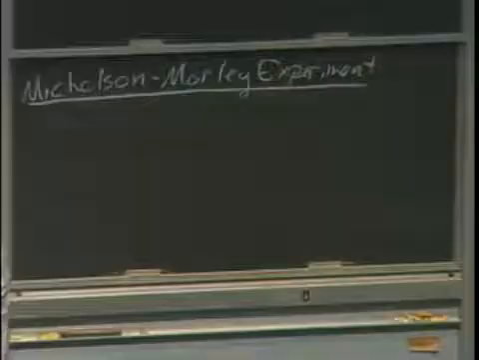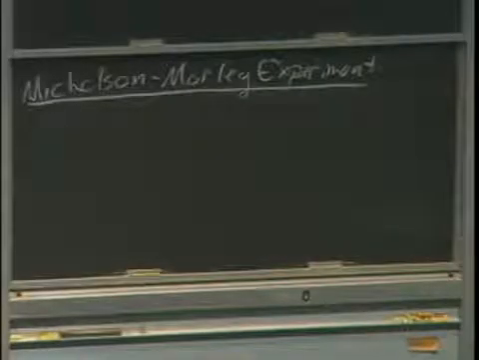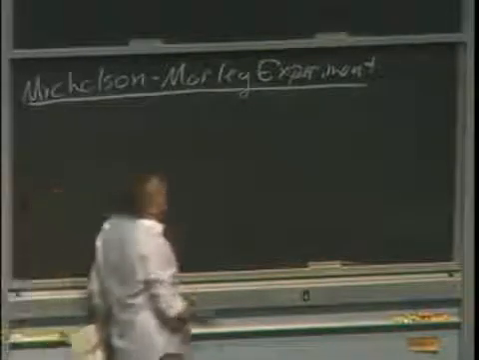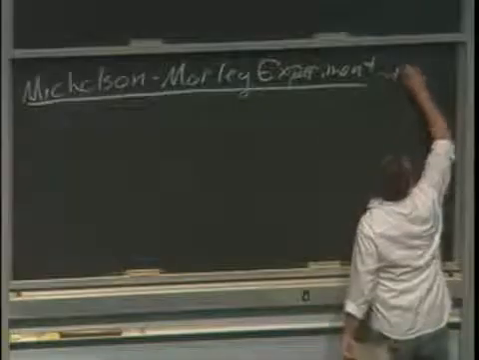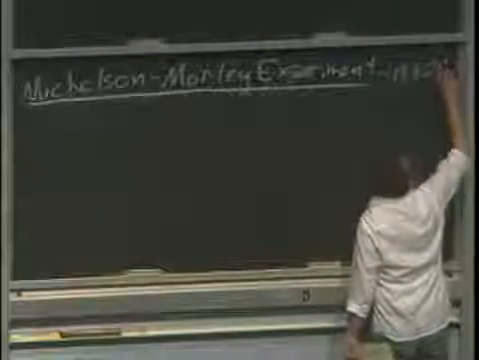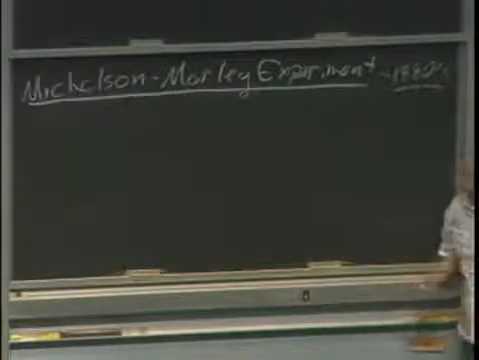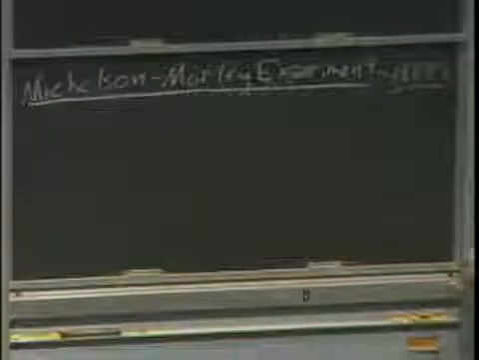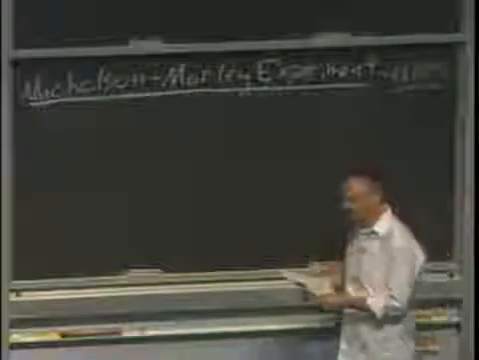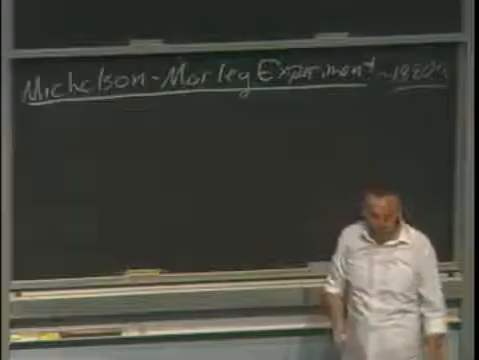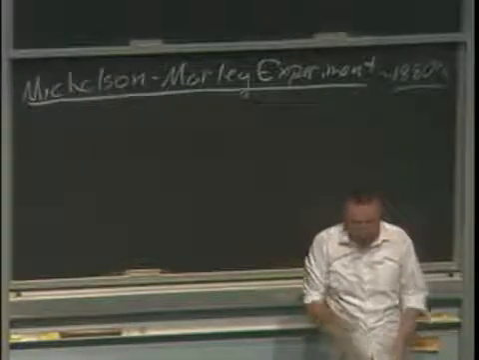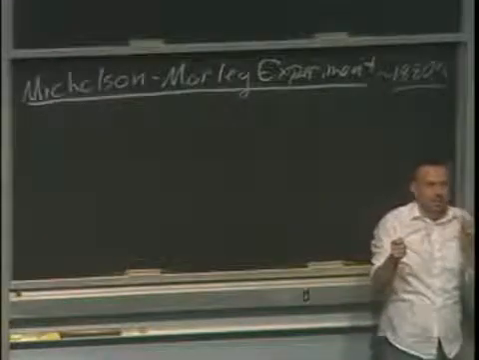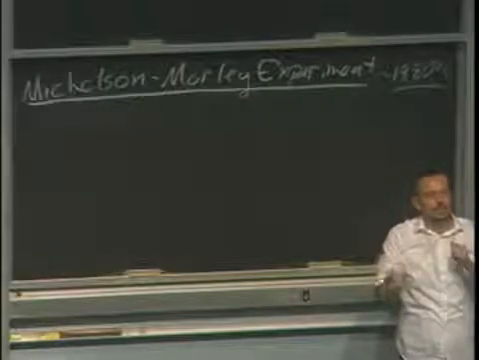Okay, so they ran this experiment during the 1880s. And let me tell you a little bit what the experiment is. So they basically built a very sensitive device that was designed to measure small changes in the speed of light.